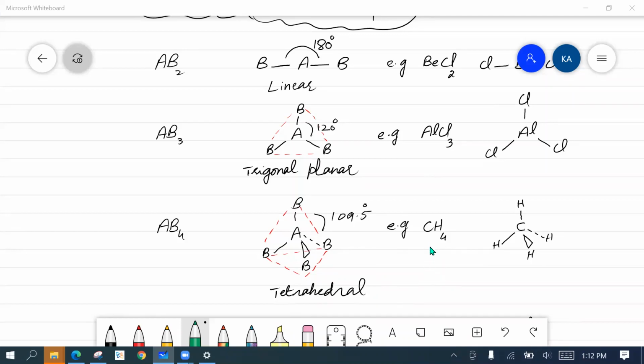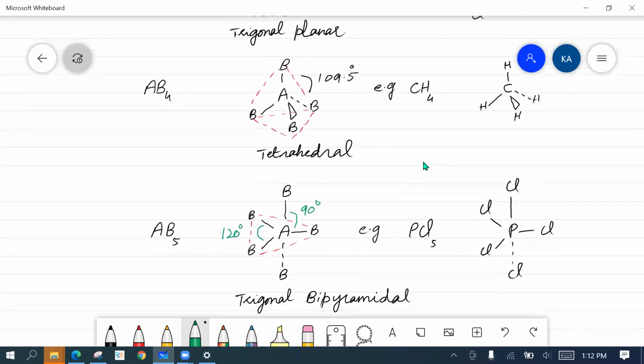For example, SiH4, because silicon also belongs to group number 4, as does carbon. And as hydrogen forms 1 bond and all the halogens also form 1 bond, the same shape is expected between the elements of group number 4 and halogens as well.